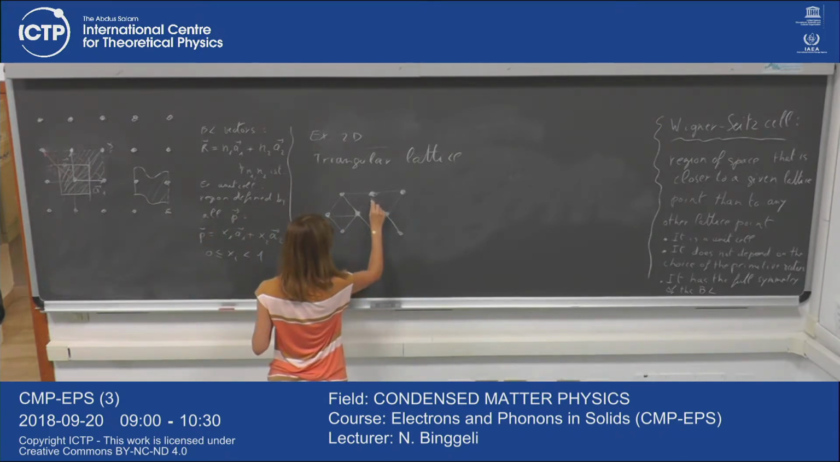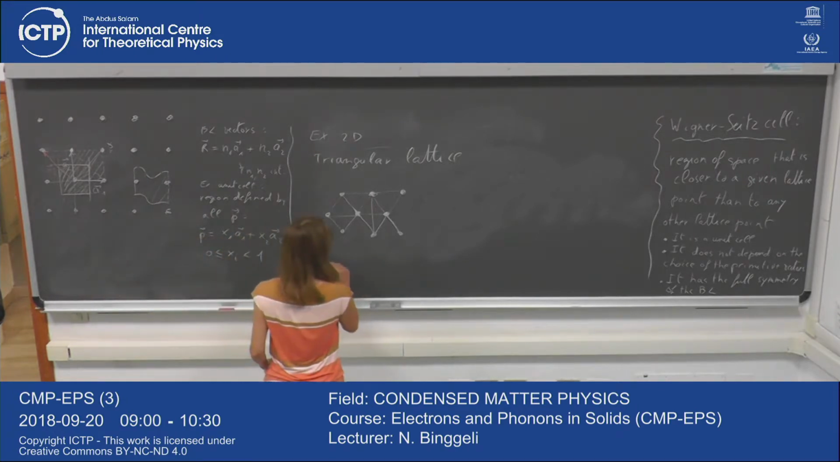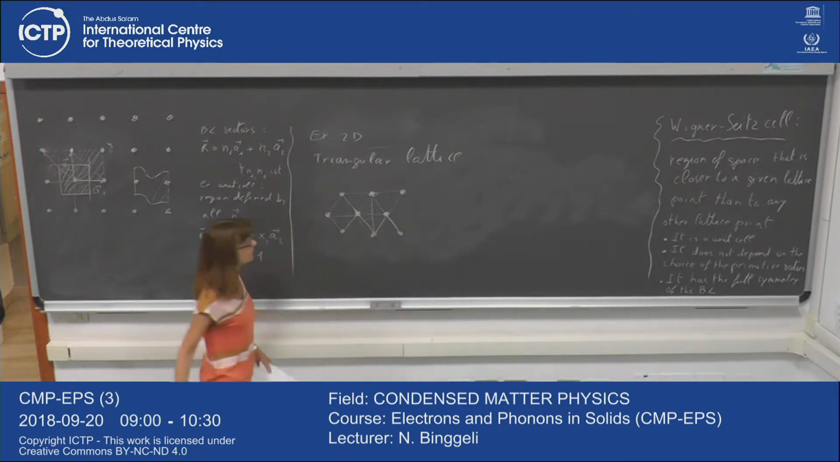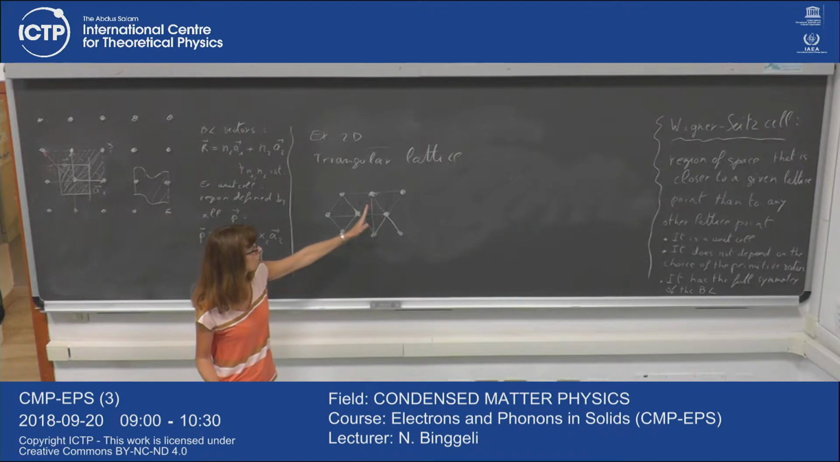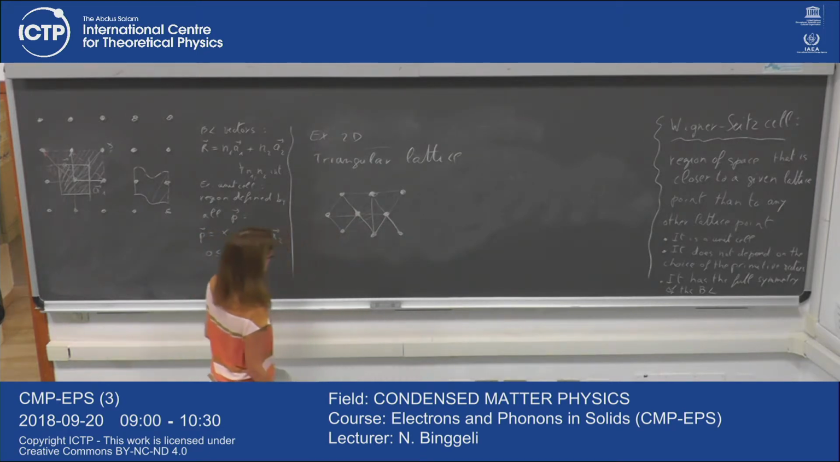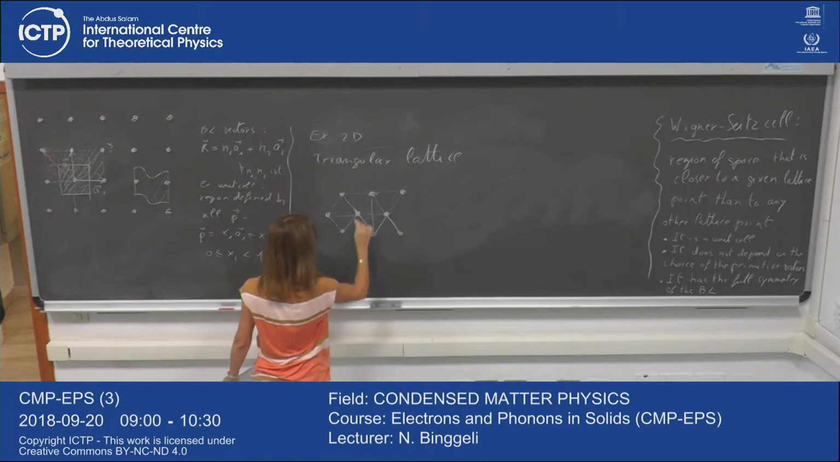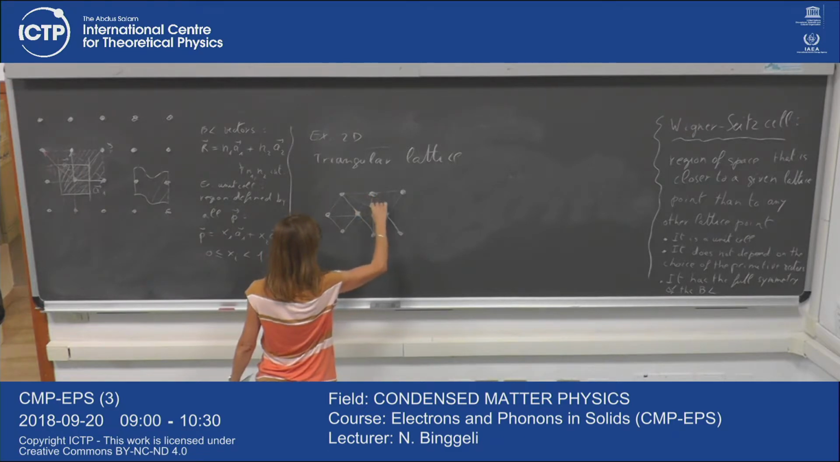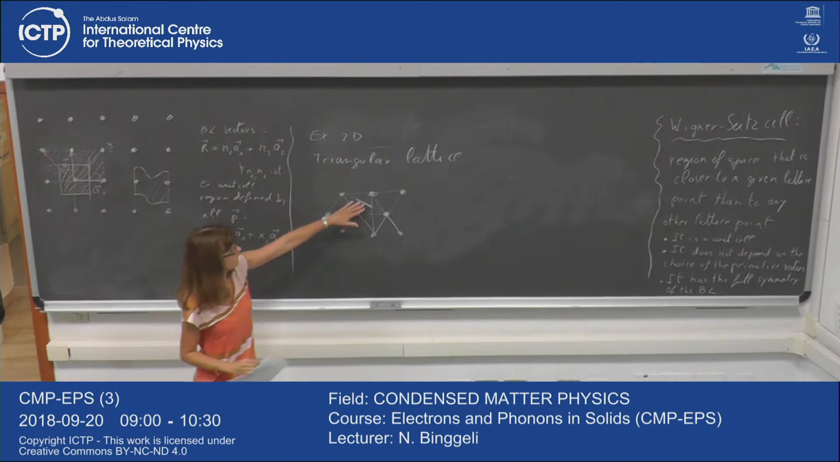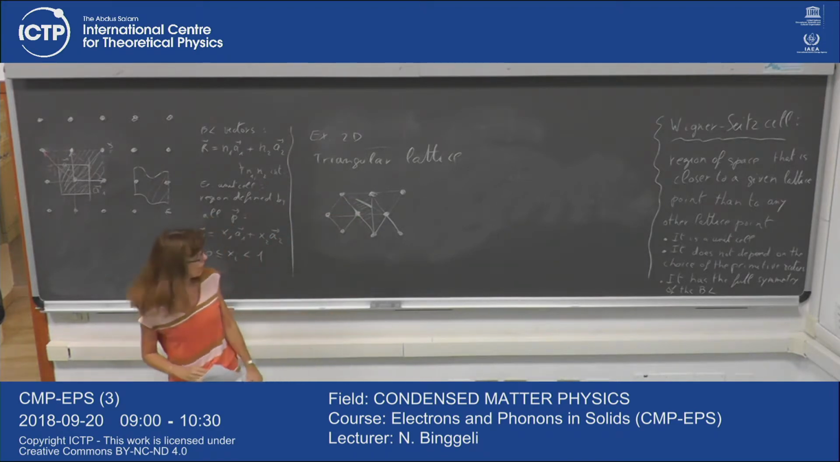I construct the bisecting line perpendicular to the segment between the 2 points, and I know that my Wigner-Seitz cell should be on this side of the bisecting line, because it corresponds to the points in space that are closer to this point than to this point. So this is the first segment that I can draw. Then I consider another neighbor of my reference point, for instance this one. Again, I construct the bisecting line, and I know that my region should be on this side of the bisecting line to be closer to my reference point, and so on.